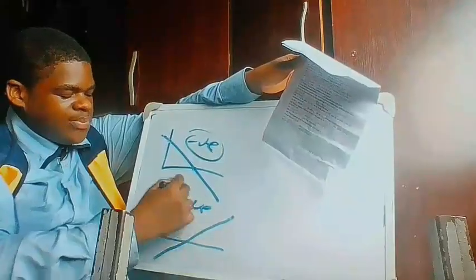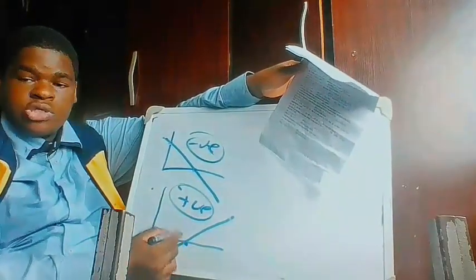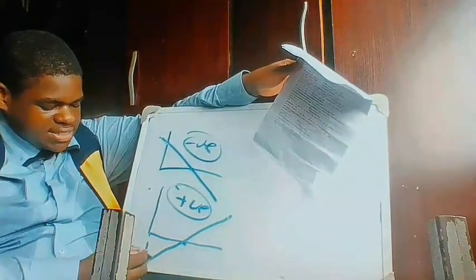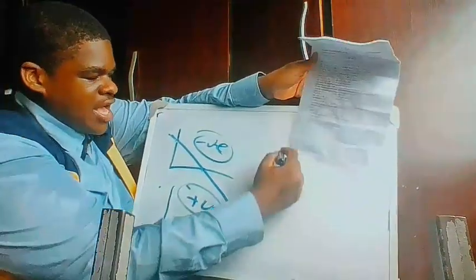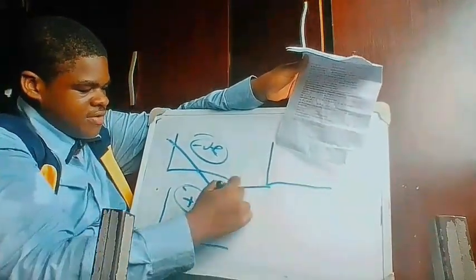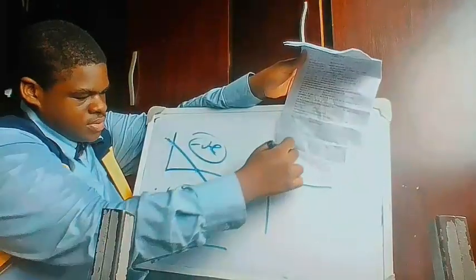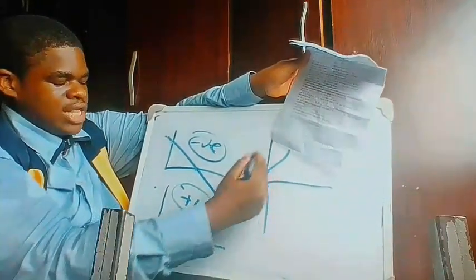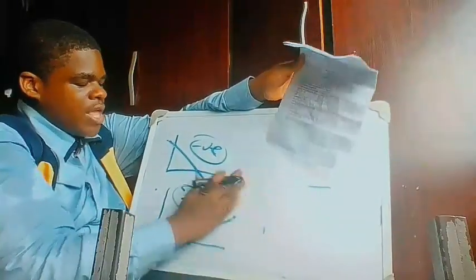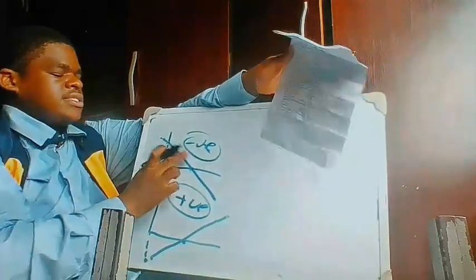Another way to define a positive slope is if one of them is positive and the other one is negative. In this case, the x-axis is positive and the y-axis is negative. Another way you can get a positive slope is if it rises like this. In this case, the x-axis is negative and the y-axis is positive. So these are the ways of getting a positive slope, while negative slopes are like this.